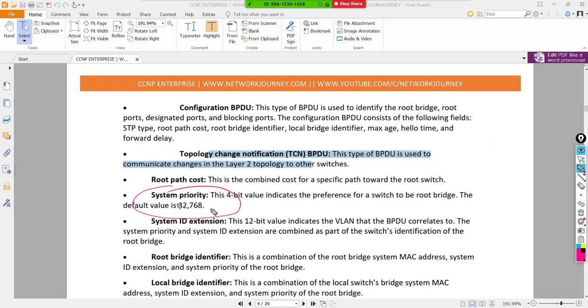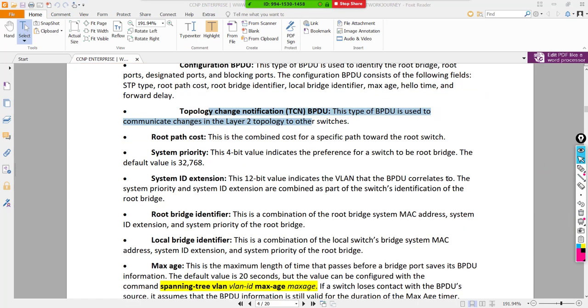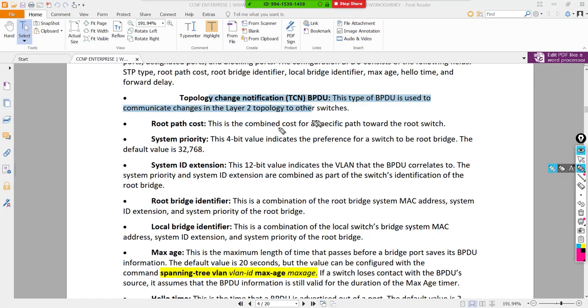What is system priority? I told you it's 32768. It's always 32768 unless we modify it. Where is this used? In our bridge ID formula, priority plus MAC address. And where is this formula used? It is used in the root bridge calculation, the first calculation. It's a 4-bit component which has the value 32768. We can change it manually, but not automatically. By default, any switch that you power on is going to be 32768.